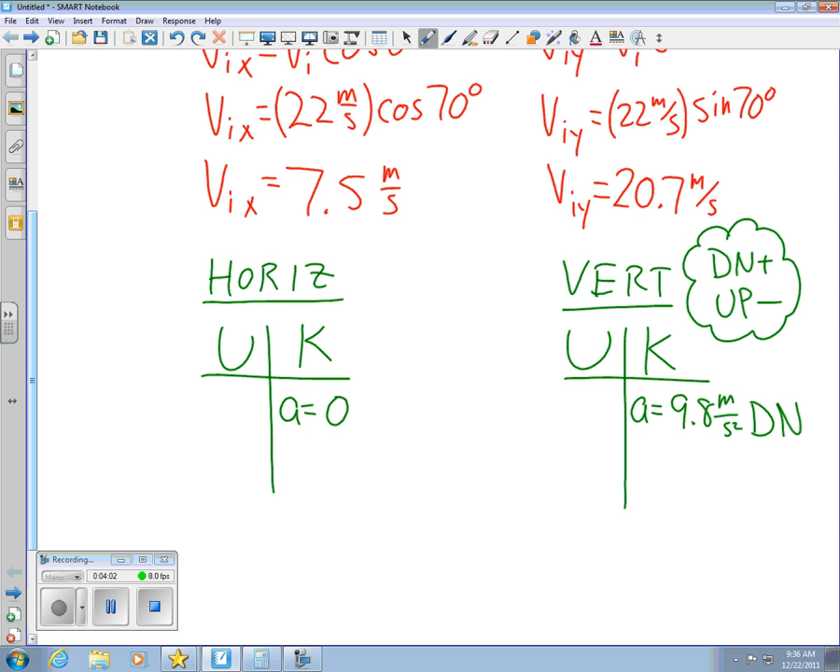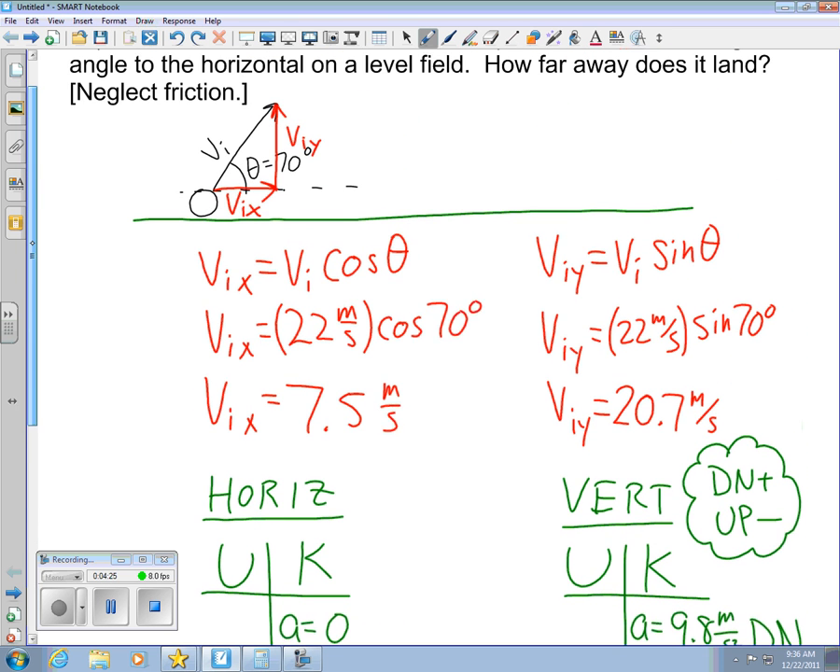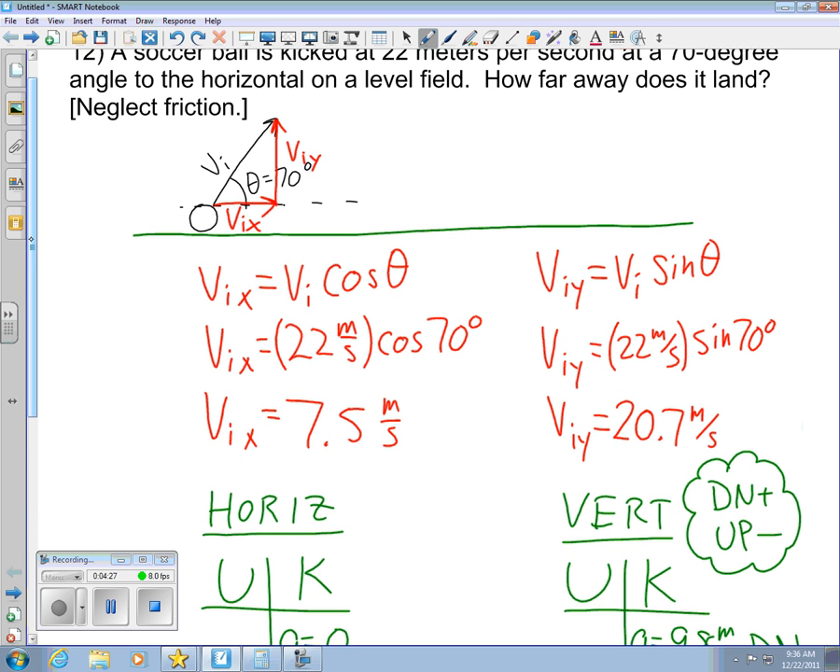All right. Next thing I'm going to put in here is the horizontal initial velocity, which I just calculated as a component there. That is 7.5 meters per second. And the vertical initial velocity, VI, is 20.7 meters per second, and that direction is up. I'm going to go back and refer to my original diagram just for confirmation. The horizontal velocity is to the right, and the vertical velocity is up.